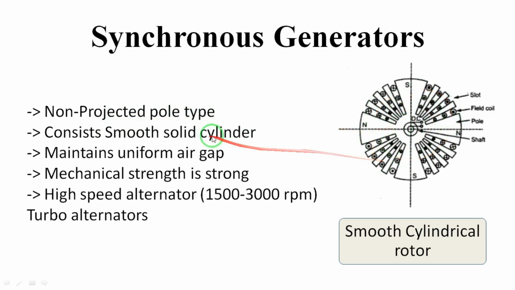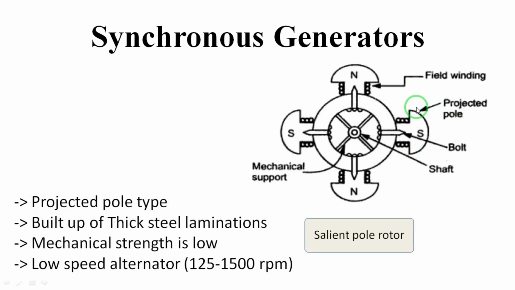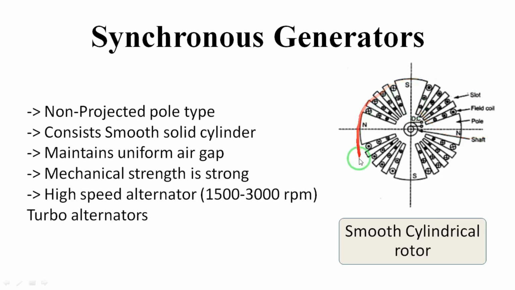This consists of a smooth cylindrical rotor. It maintains a uniform air gap because there is no air gap between the two poles. Compared to the salient pole rotor, this is mechanically very strong. Coming to the slots, these slots hold the field coil. These coils are connected to the DC supply, separate excitation. These are the poles and shaft. The application of these generators is for high speed applications, beyond 1500 rpm and up to 3000 rpm, so the speed is between 1500 and 3000 rpm.